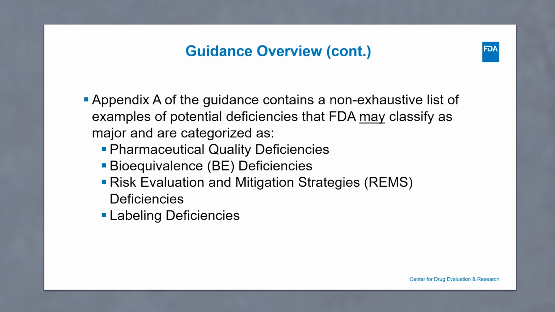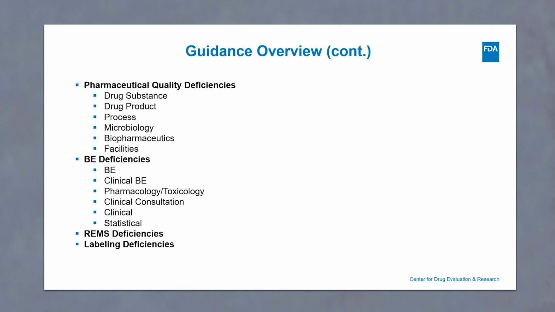These deficiencies are categorized as pharmaceutical quality deficiencies, bioequivalence deficiencies, risk evaluation and mitigation strategies, REMS deficiencies, and labeling deficiencies. Turning to the specific subcategories of potential major deficiencies under these headings, pharmaceutical quality deficiencies include drug substance, drug product, process, microbiology, biopharmaceutics, and facilities deficiencies.